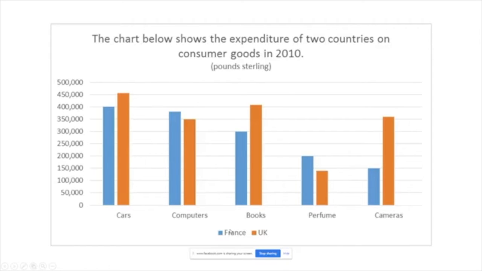So we can see that there are two colors. There's a blue and an orange. The blue stands for France, the orange is for the UK. So we're talking about two countries, as it says here, and it shows us how much money. Expenditure means how much money is spent in these countries.